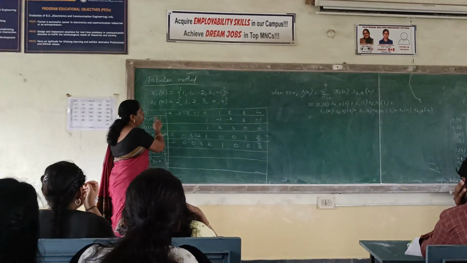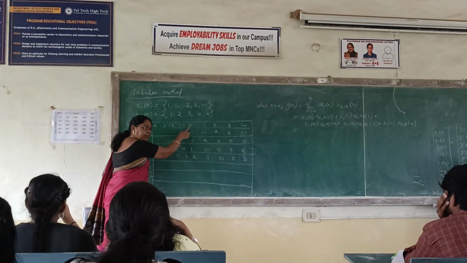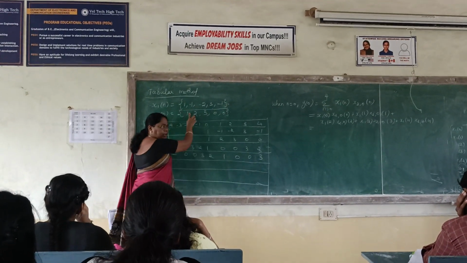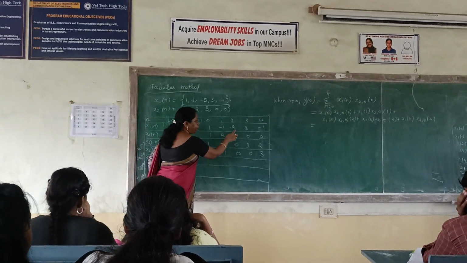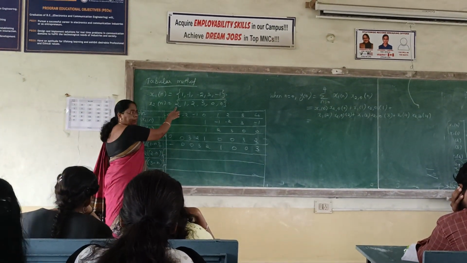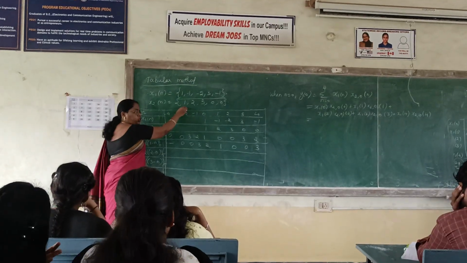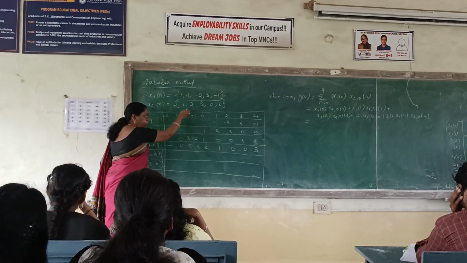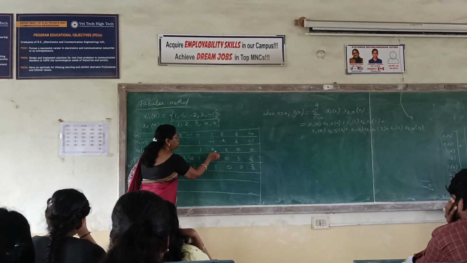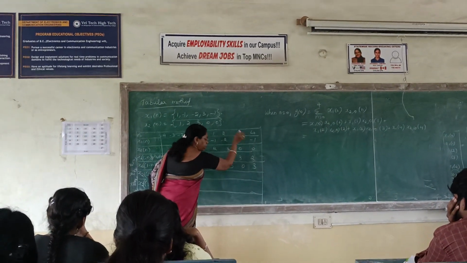So what is x1 of n? We have to start only from 0. From 0 onwards, we write the sequence given in the problem: 1, minus 1, minus 2, 3, minus 2. And what is the next one? x2 of n. Again you have to start from 0 and start writing the sequence 1, 2, 3, 0, 0.